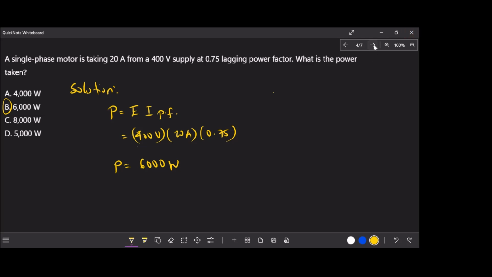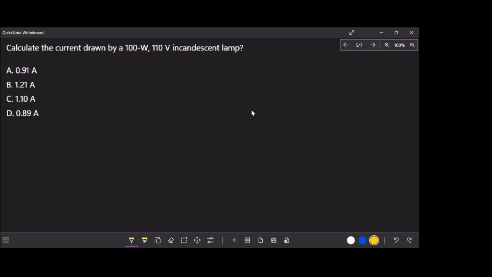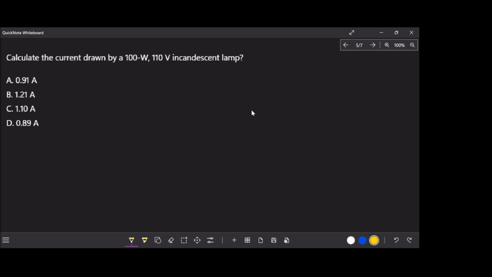Okay? Next. Okay, so ito medyo madadali lang ito. So, calculate the current drawn by a 100 watt, 110 volt incandescent lamp. Okay, solution. So, this is just a basic power formula. So, we know that power is equal to voltage times the current. So, hinahanap is current. So, current is just equal to power over the voltage.